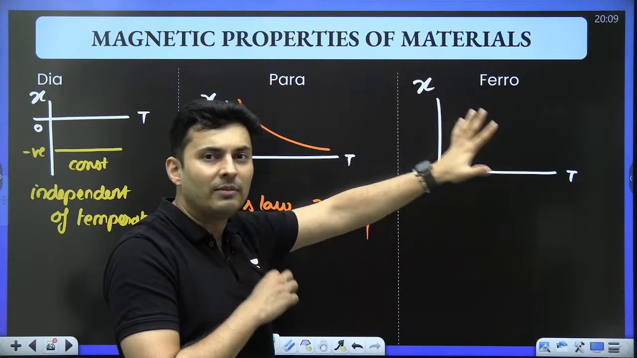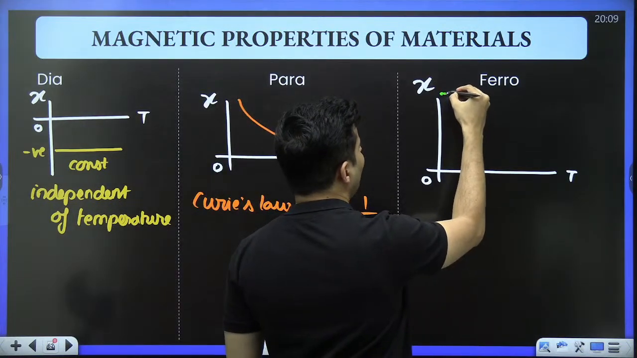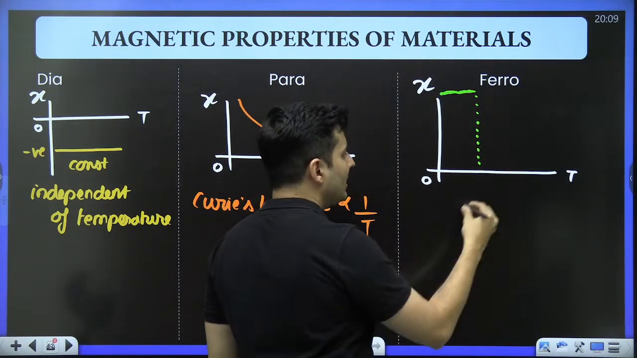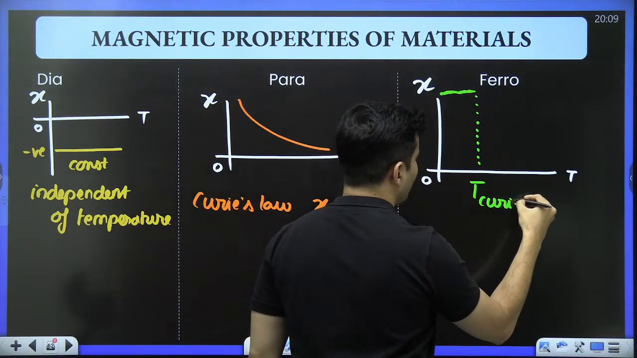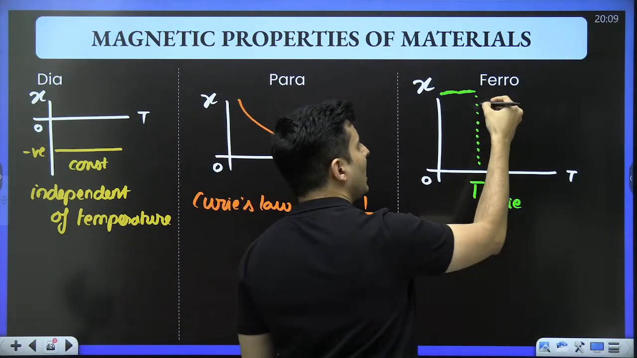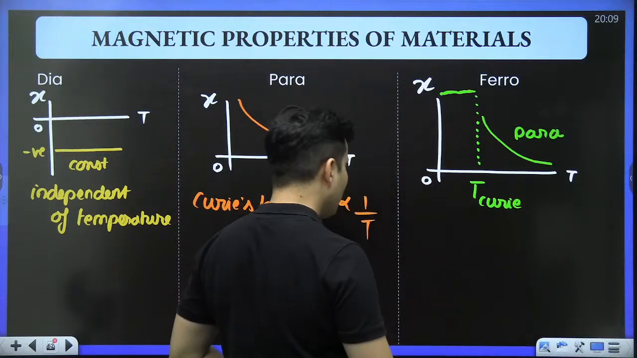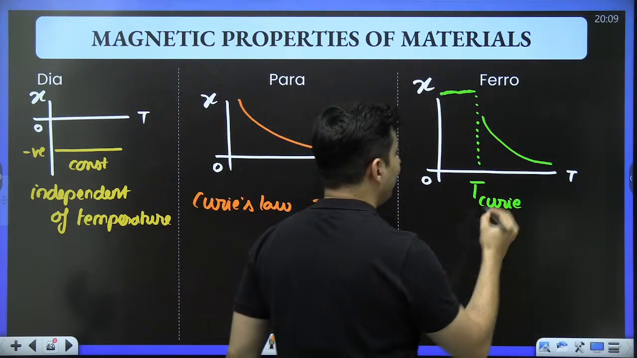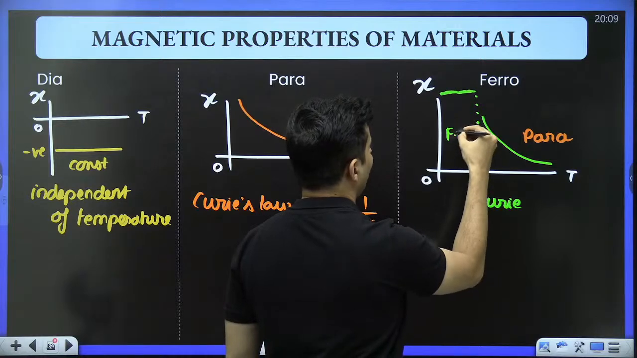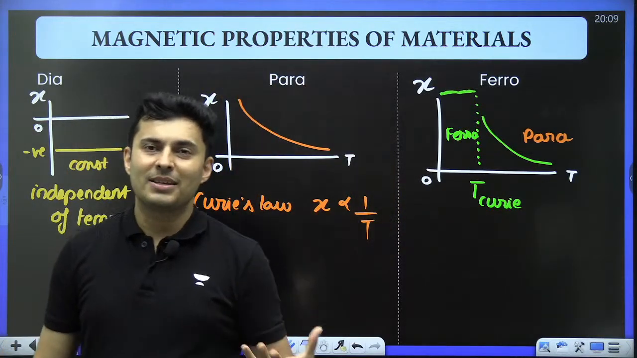Ferromagnetic has a very different, interesting behavior. It does not change its susceptibility with temperature until one temperature called the Curie temperature. It is very, very high. Remember that. Hardly does it change until that point, because after this temperature, the ferromagnetic material loses the ferro property and it becomes a paramagnetic material. It enters the paramagnetic zone. Here it was a ferromagnetic material with a large positive chi. After this, it becomes a small chi, so it becomes paramagnetic.